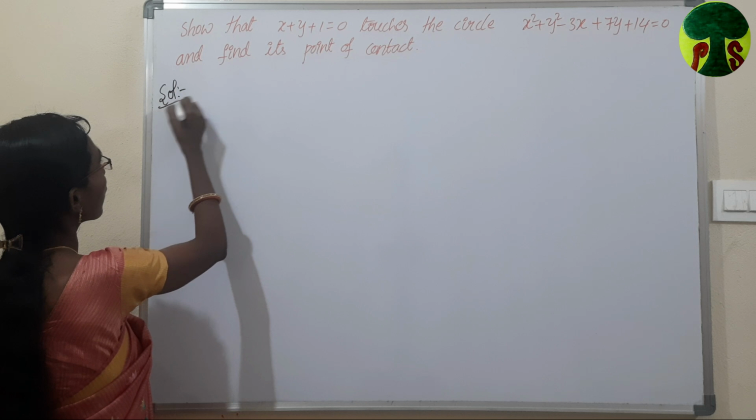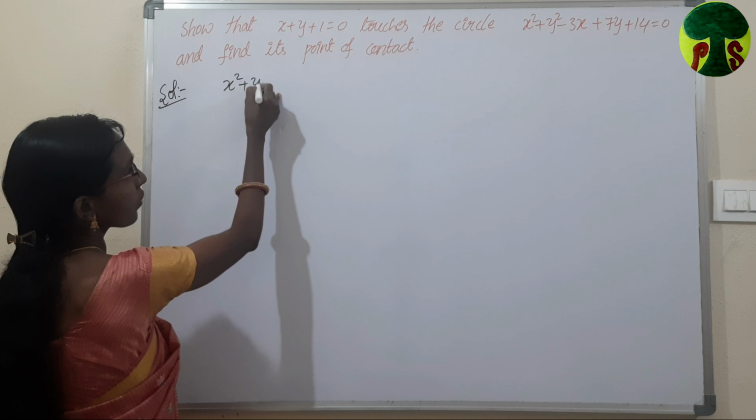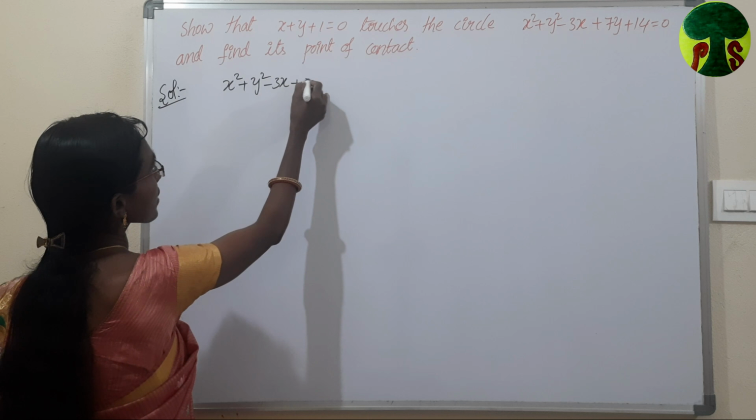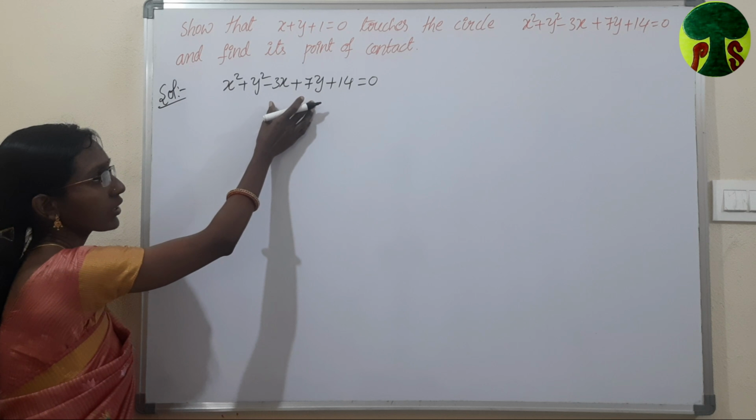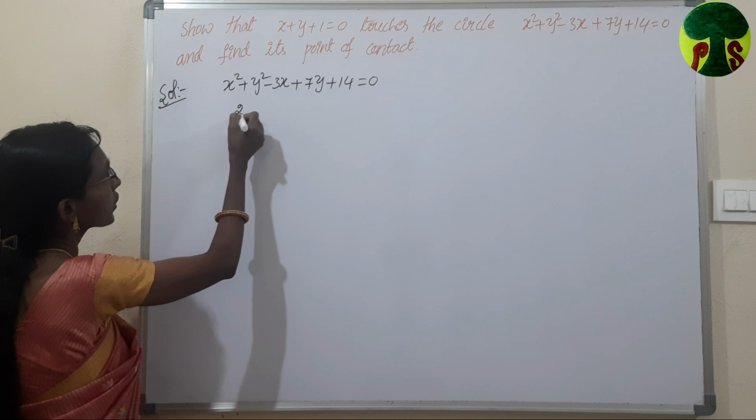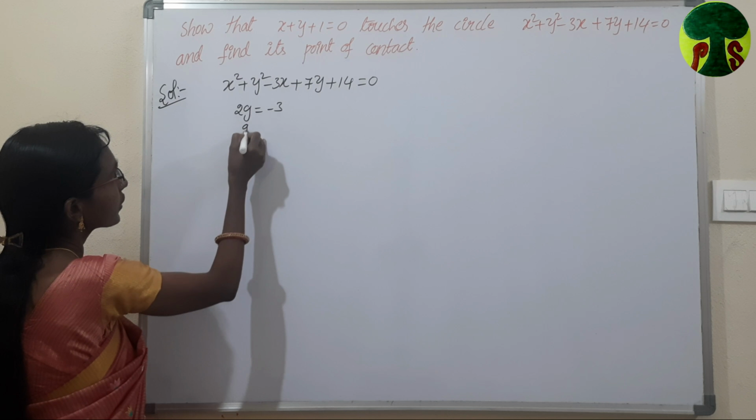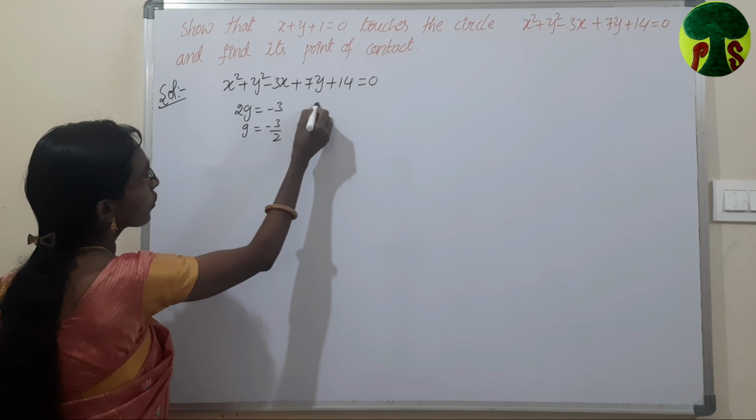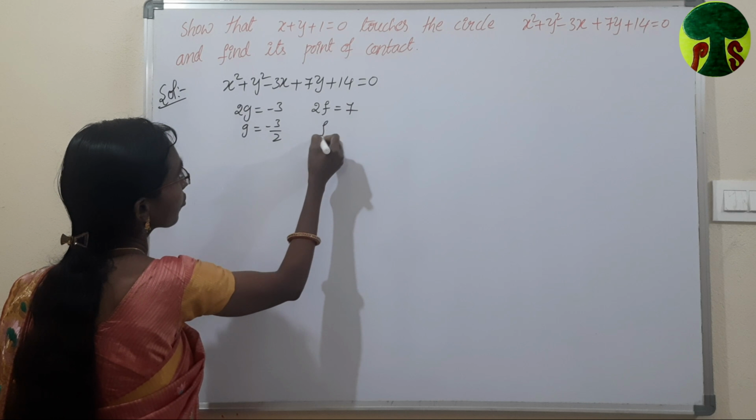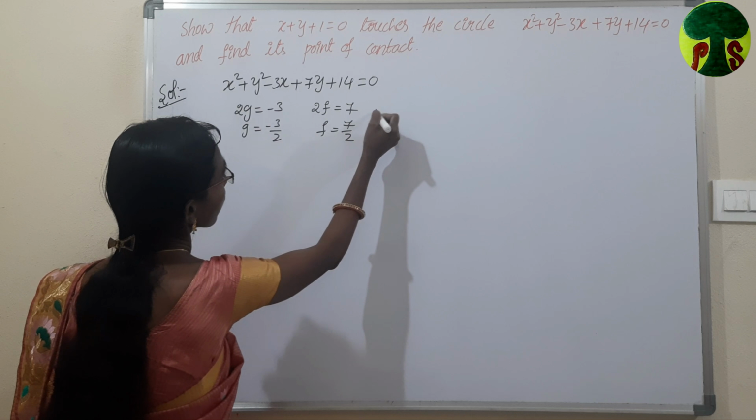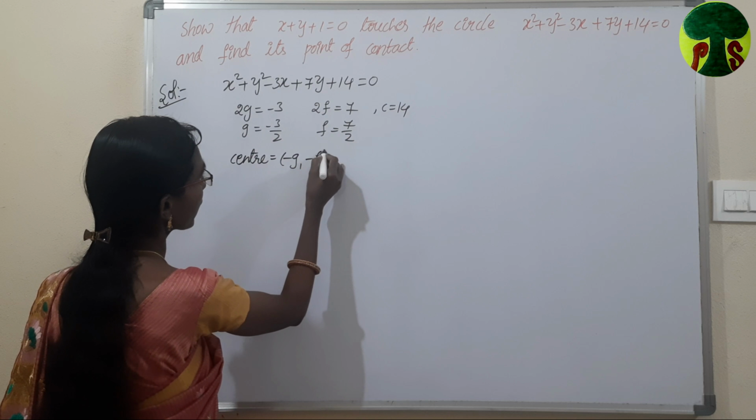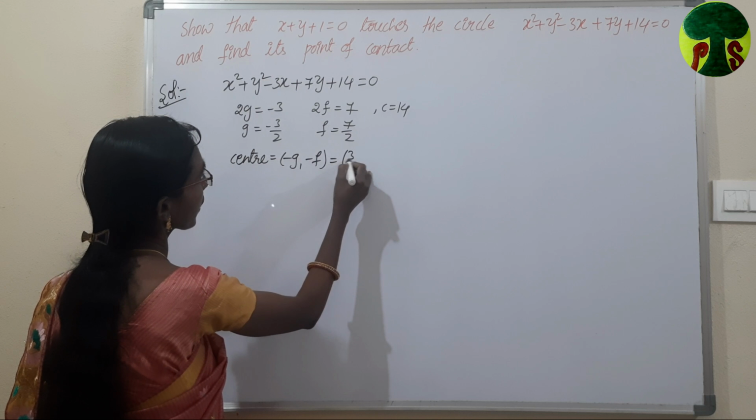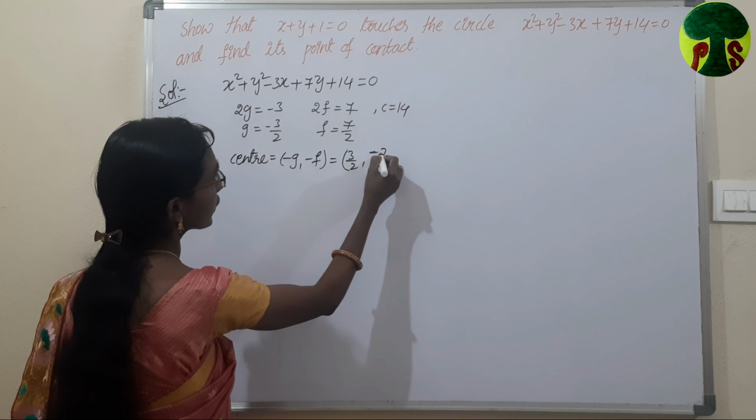Solution. The equation of the circle is x square plus y square minus 3x plus 7y plus 14 is equal to 0. From this I want to find the values of g, f, c. So 2g is equal to minus 3, then g is equal to minus 3 by 2. 2f is equal to 7 and f is equal to 7 by 2. The value of c is 14. Find the center and radius of the circle. Center is equal to minus g comma minus f, that is 3 by 2 comma minus 7 by 2. Find out the radius.